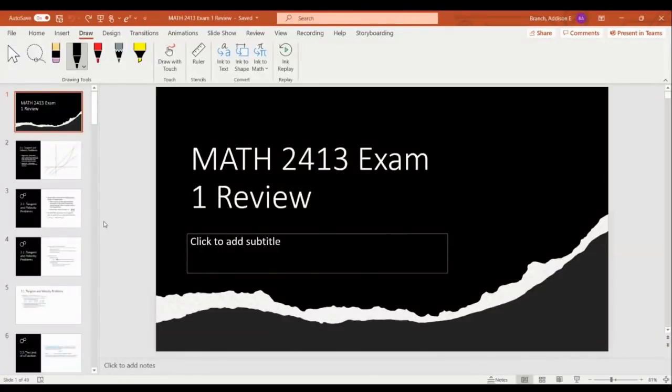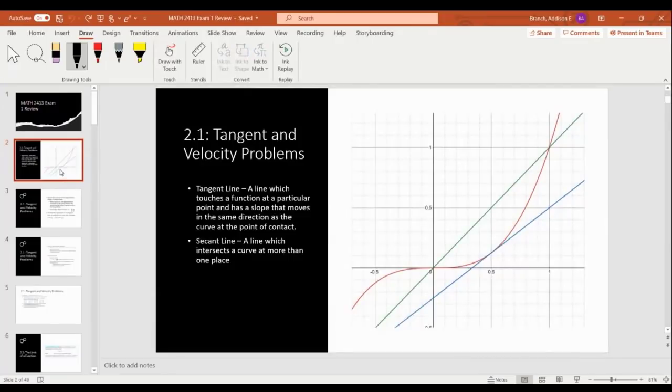All right, so the first main section that we're going to have covered on this exam is section 2.1. That one is going to be covering tangent and velocity problems. Just as a quick review, our tangent line is a line which touches the function at a particular point and has a slope that moves in the same direction of the curve as that point of contact. And a secant line is similar, but the difference is that it will intersect the curve at more than one place.